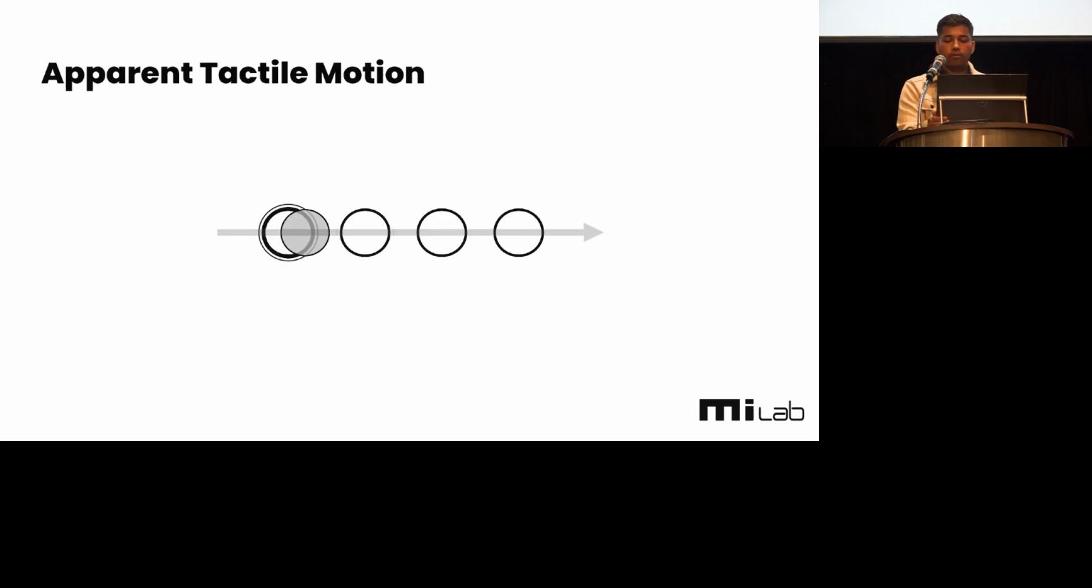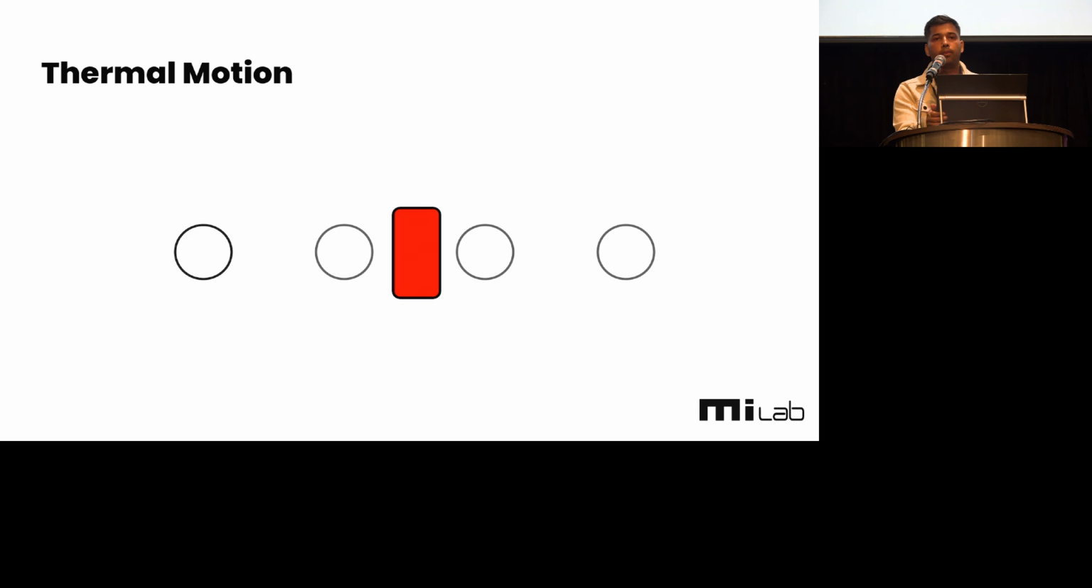To provide the moving effect of our dynamic feedback, we utilize apparent tactile motion. Apparent tactile motion suggests that when two vibrotactile stimuli are placed close together and activated in quick succession, they are perceived as one single actuator moving between them. By using apparent tactile motion, we can create the illusion of a moving tactile point.